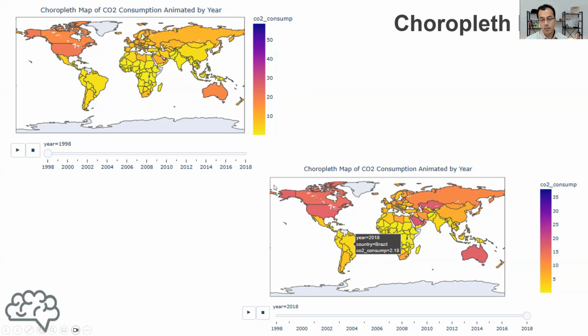Population in the United States increased, the population in Canada increased, population in Brazil increased. So this is a version of the choropleth map that allows you to vary the time. And when you vary the time here, it takes different data from the data set that you have.